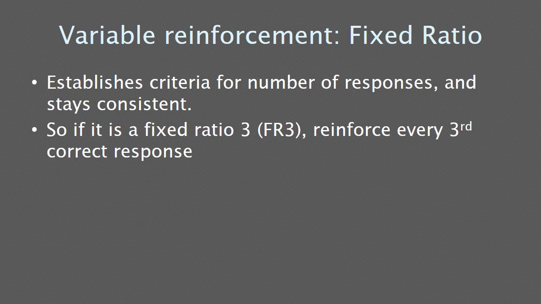Variable reinforcement on a fixed ratio. This establishes the criteria for a number of responses and stays consistent. So if it is a fixed ratio of 3, also denoted by FR3, we're going to reinforce every third correct response. For example, I would say touch nose, they would touch nose, touch eyes, they touch eyes, and then say touch ears, and once they touch ears, I would say, "Hey, awesome job, you know your body parts." So I'm reinforcing every third correct response.